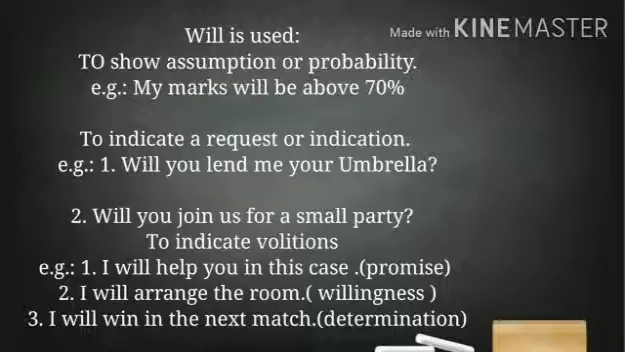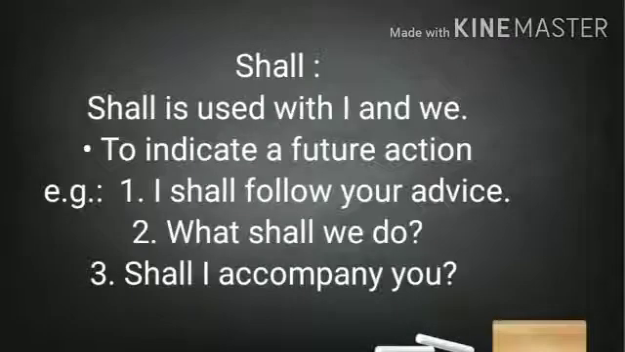And to indicate volition, I will help you in this case. That's a promise. I'll arrange the room. Willingness. I will win in the next match. Determination. Now coming to shall. Shall is used with I and we to indicate a future action. I shall follow your advice. What shall we do? Shall I accompany you?